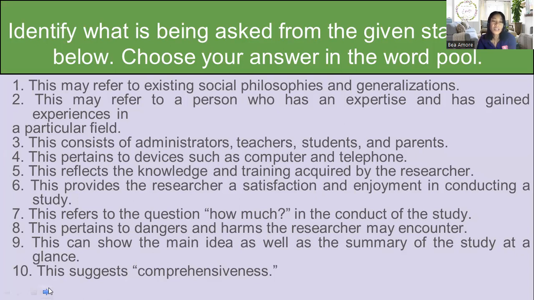And 6, this provides the researcher a satisfaction and enjoyment in conducting a study. 7, this refers to the question how much in the conduct of the study. 8, this pertains to dangers and harms the researcher may encounter. Number 9, this can show the main idea as well as the summary of the study at a glance. And last, number 10, this suggests comprehensiveness.